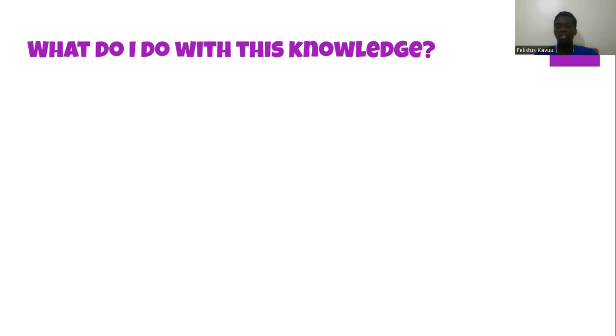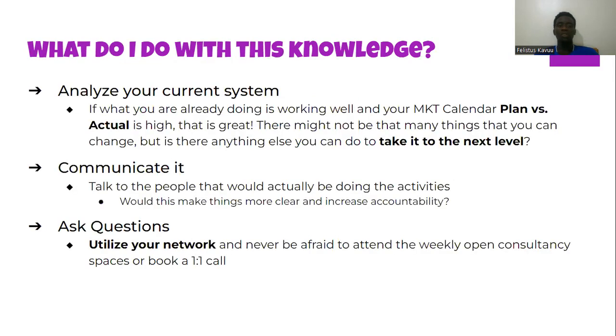What do you do with this knowledge? Just go and analyze your current system. If what you are doing is working well and your marketing calendar plan matches the actual results, that is great. There might not be that many things to change. If other things are changing, then change the calendar so that the plan and the actual actions are really visible and measured.